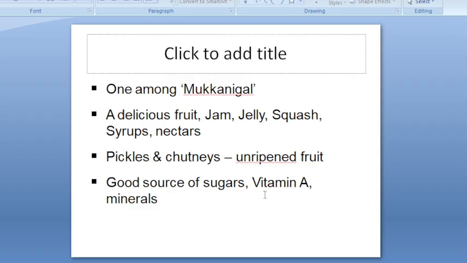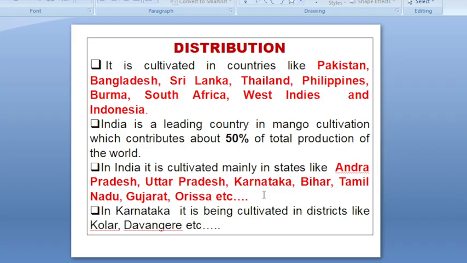Especially in South Indian states, they prepare a dish like rasayana, where they use three major fruits: mango, banana, and jackfruit. This is also one among the famous dishes, and we can prepare various value added products out of it: jam, jelly, nectar, syrup, pickles, and even chutney. It is a good source of vitamin A, and a small amount of vitamin C is also found in it.